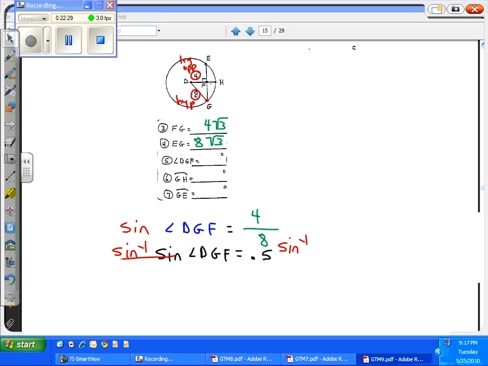And so inverse sine function cancels sine function, and we have angle DGF is equal to 30 degrees. So if you didn't see that 1 to 2 ratio between the short leg and hypotenuse and realize that it was a 30, 60, 90 triangle because of that, then you could set up a trigonometric ratio to find an angle measure and go from there. Any questions on that?